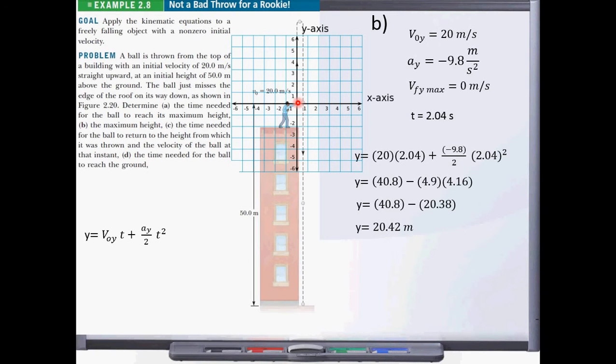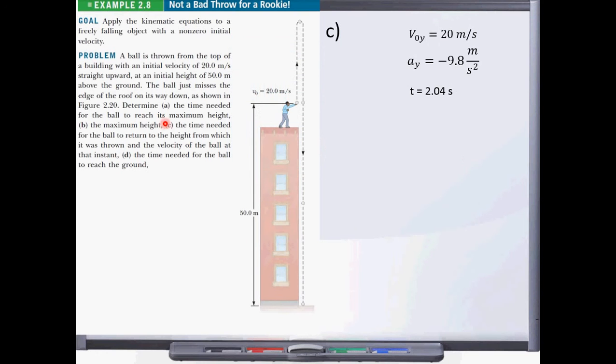In talking about the vertical position where you start, that is your 0, okay, and beginning from that point, you moved 20.42 meters up. That's why you have a positive 20.42 meters. Okay, so that's the answer on B.